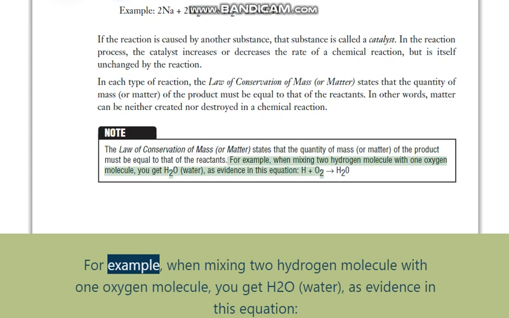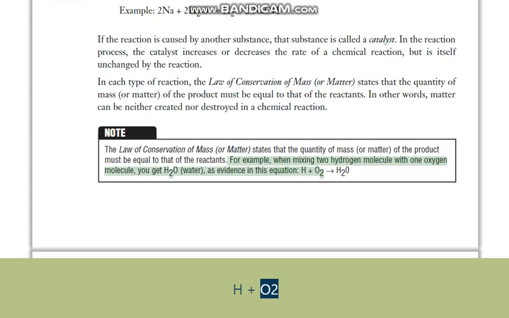For example, when mixing 2 hydrogen molecules with 1 oxygen molecule, you get H2O, water, as evidenced in this equation: H2 + O2 → H2O.